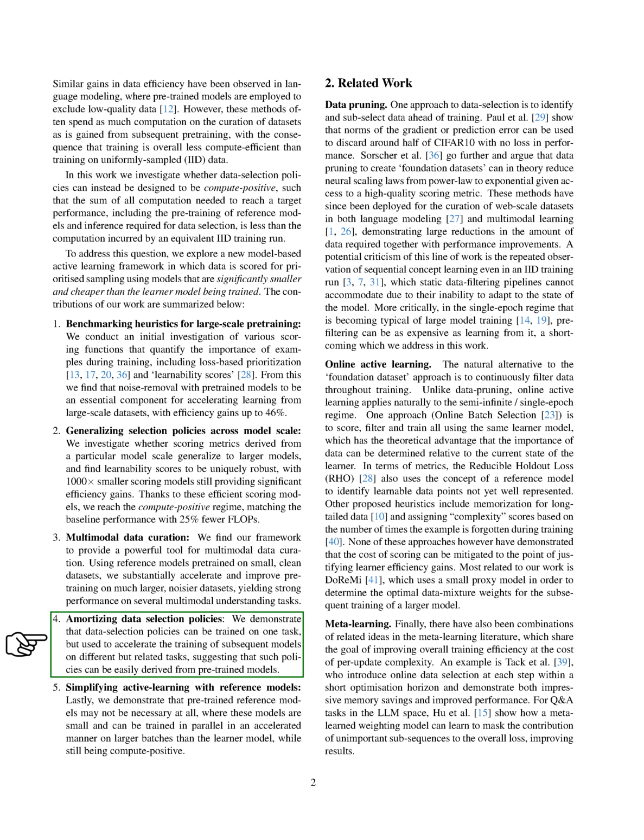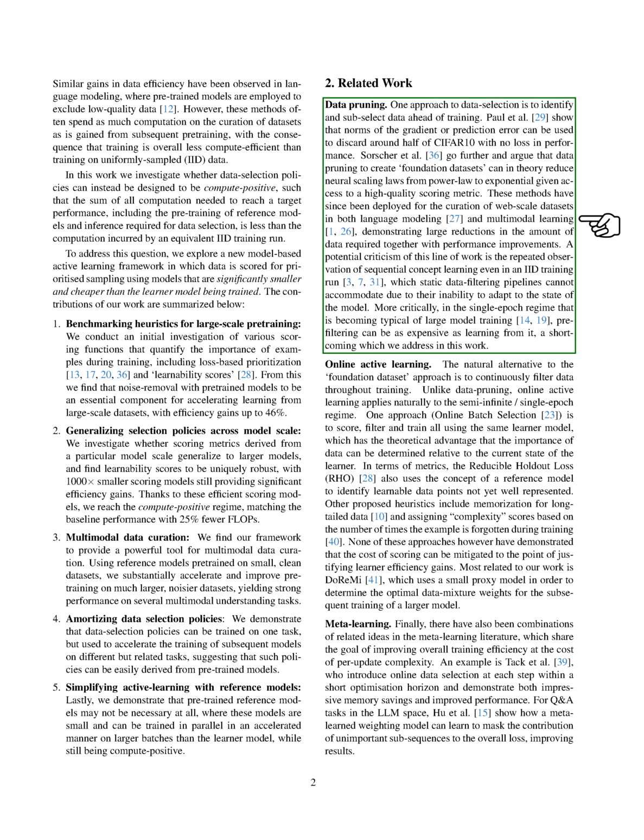4. We've shown that data selection policies can be trained on one task and used to accelerate the training of subsequent models on different but related tasks. This suggests that such policies can be easily derived from pre-trained models. 5. Lastly, we've shown that pre-trained reference models may not be necessary at all. These models are small and can be trained in parallel in an accelerated manner on larger batches than the learner model, while still being compute positive.